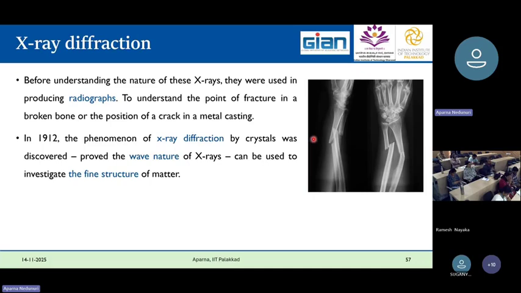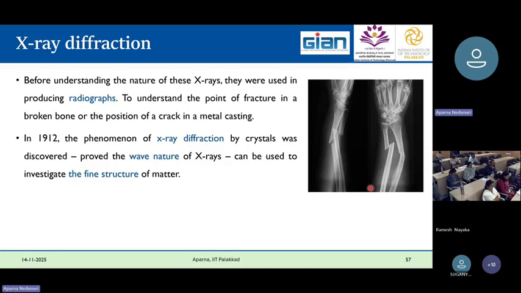Before understanding that X-rays can be used to determine what is happening within crystals, and even before understanding the nature of X-rays, people started using them to produce radiographs. Radiographs help you tell whether there is any crack in the bone. You have a photographic plate, you have your target or any body that you would like to study, and on the other side the X-rays are passed, and the X-rays passed through the sample are captured on your photographic plate. That's how you capture these images.